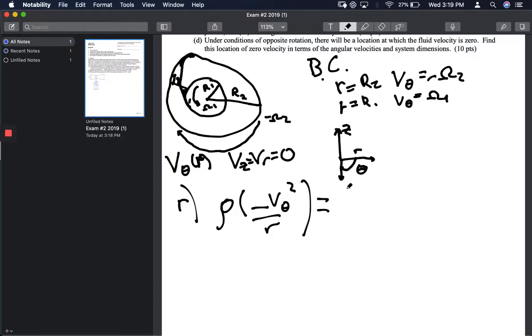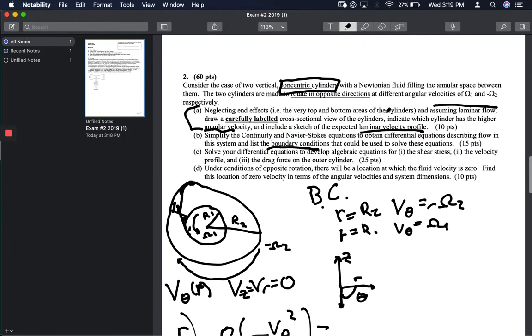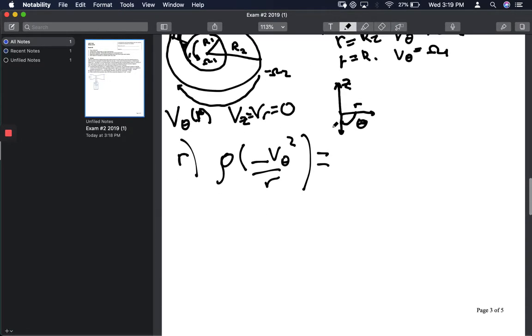And we also know that rho gr, there is no gravity component in the r direction. The gravity component is actually in the z direction. So if you can see up here, it says that they're vertical cylinders. So we also know that component will be 0. So what we're left with is 0 on that side, so this is also equal to 0. So in the r direction, we don't have any Navier-Stokes to evaluate.